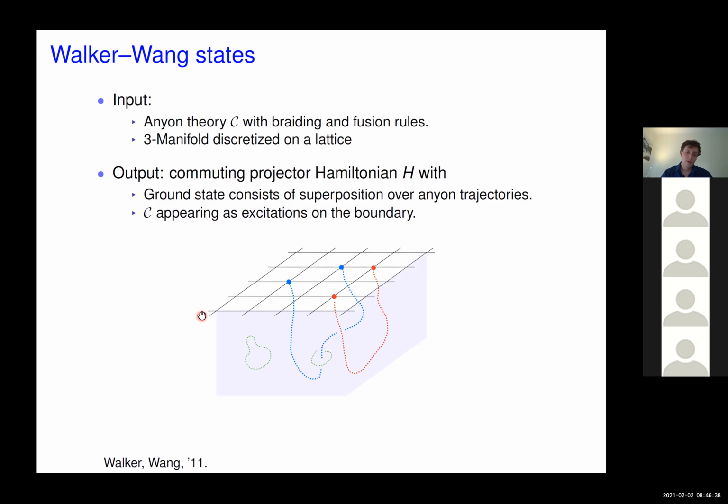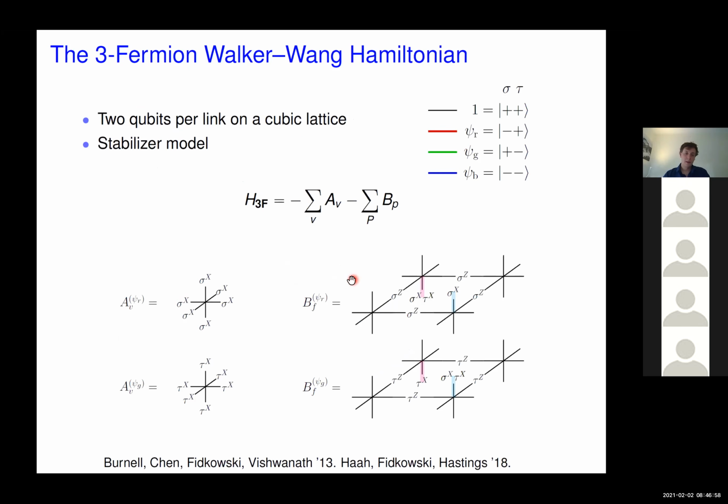But an important property of the construction is that if you choose a manifold with a boundary, then the anyon theory that you put into it appears as the deconfined excitations on this surface state. So in other words, the Walker-Wang framework provides a constructive way of realizing some 3D models that have the desired anyon surface state. So we can be a bit more precise using the three fermion theory as input.